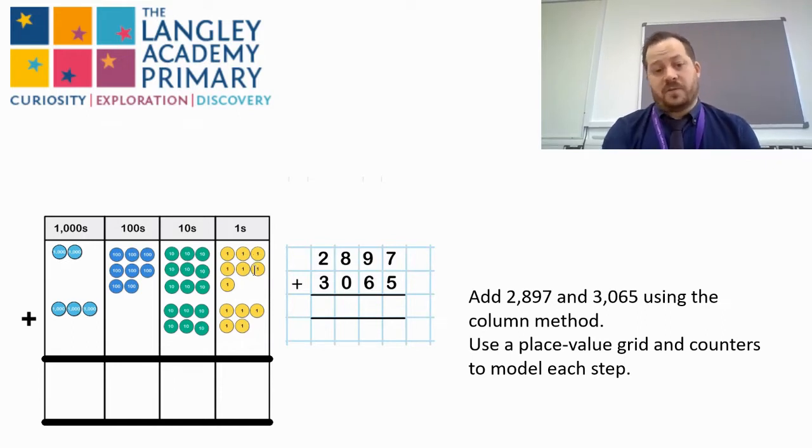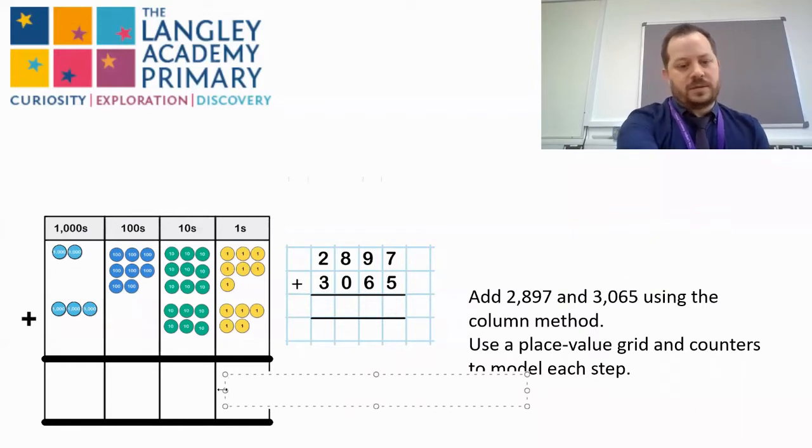We do the same for the second number. So our 3000s go into the thousands column, our 0 hundreds go into the hundreds column, our 6 tens go to our tens column, and our 5 ones. And then all we do is we count up how many in each column. So in this case, we have got 1, 2, 3, 4, 5, 6, 7, 8, 9, 10, 11, 12. There are 12 counters in total in that one column. So we could write 12 in here.